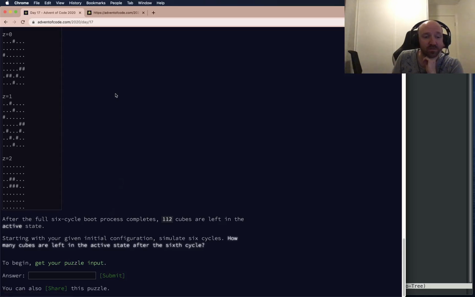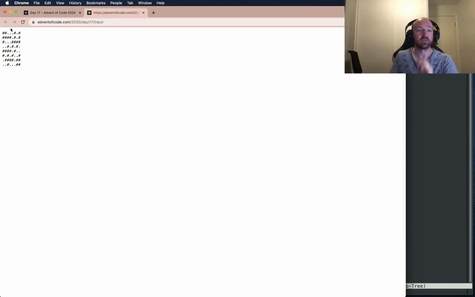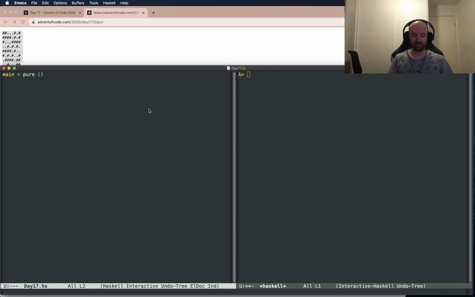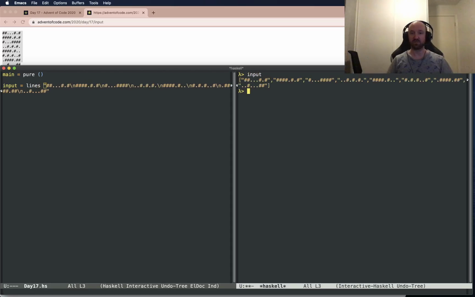Simulate 6 cycles. How many cubes are left after 6 cycles? All right. Let's cheat again. Just copy it in. Our input is this. So there's our input. And we'll break that into lines, let's say.